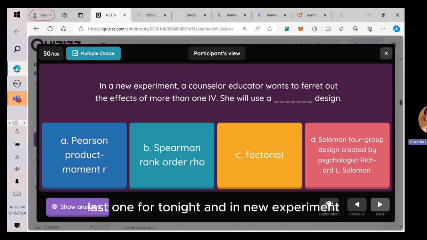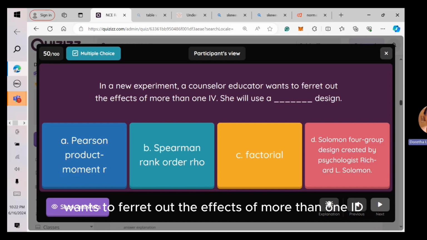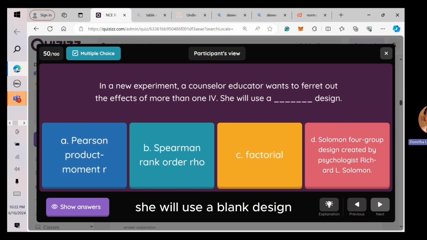Last one for tonight. In a new experiment, a counselor educator wants to ferret out the effects of more than one IV. She will use a blank design. A, person, product, moment, r. B, experiment, rank order. C, factorial. And D, Solomon four-group design created by psychologist Richard L. Solomon.